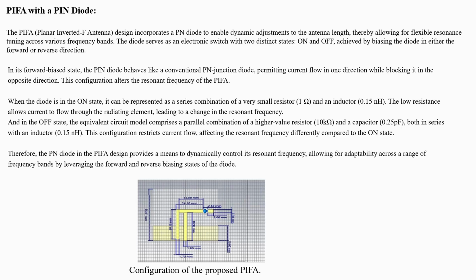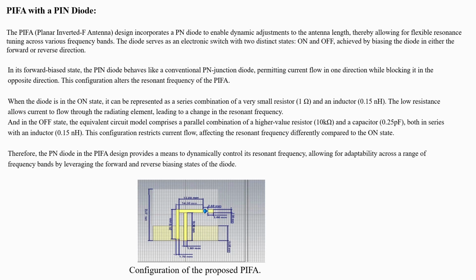PIFA with a PN diode has the same structure as we discussed in the previous slide, which is PIFA with no diode. The design process is almost the same; the only difference is the PN diode, which is attached between the radiating patch of the PIFA antenna. So the PIFA design incorporates a PN diode to enable dynamic adjustments to the antenna length, therefore allowing for flexible frequency tuning across various frequency bands.